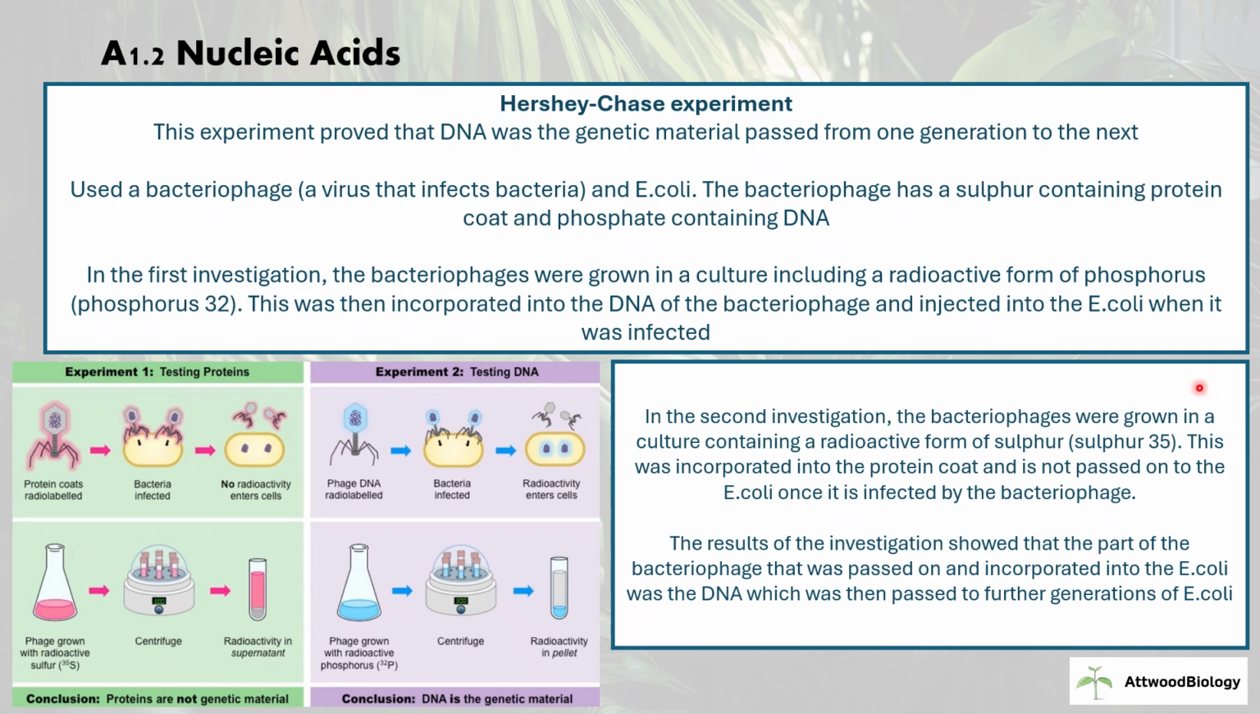So what that told us was that because the phosphorus was present in the next generations of the E. coli after the bacteriophage had infected it, that meant that the DNA was the genetic material that was passed on from one generation to the next. The protein wasn't present in subsequent generations of the E. coli, so therefore Hershey and Chase could deduce that the protein was not the hereditary material. There's a little graphic here if you need a graphic.